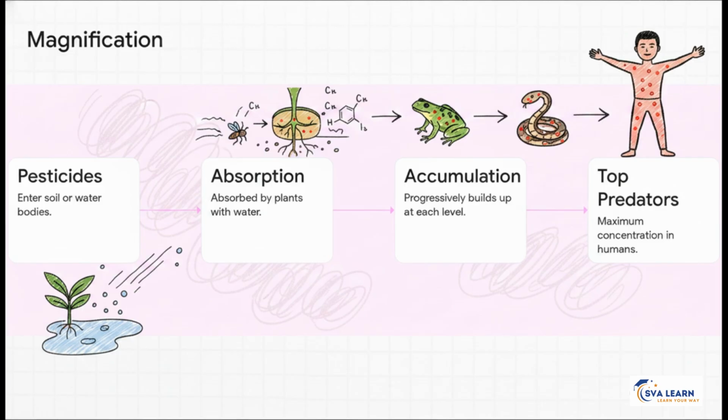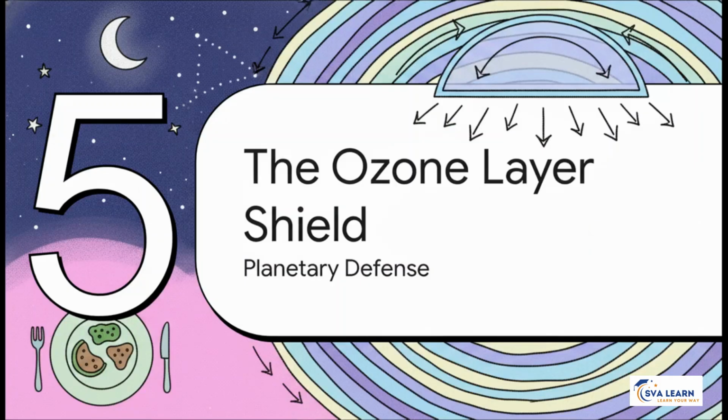It's exactly why just washing your fruits won't remove all the pesticides. The chemicals are often built right into the cells of the plant itself. Crazy, right? Section 5. The ozone layer shield.